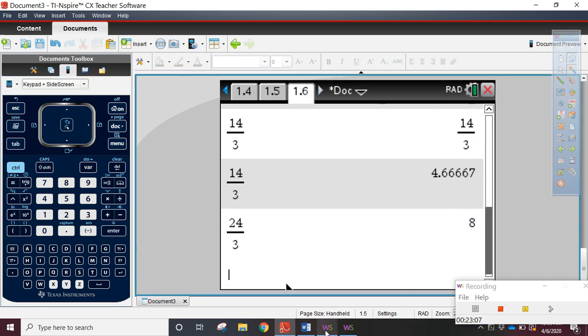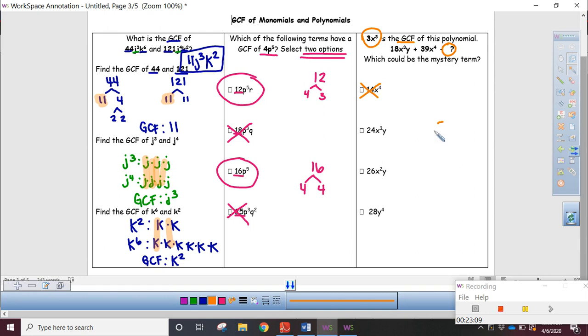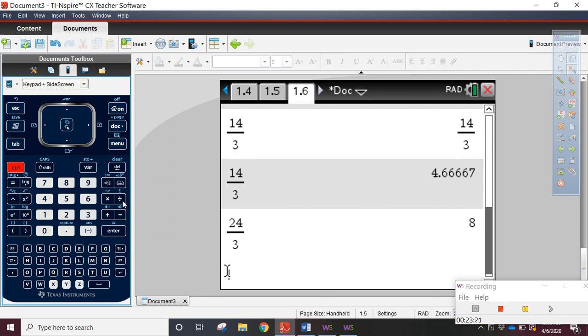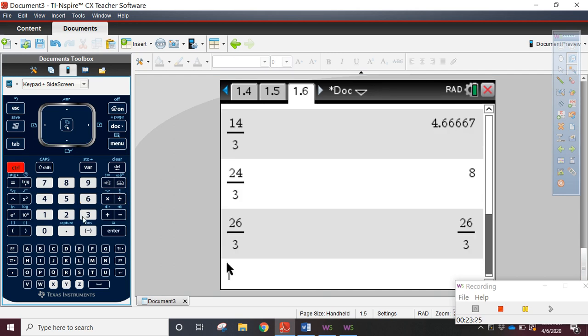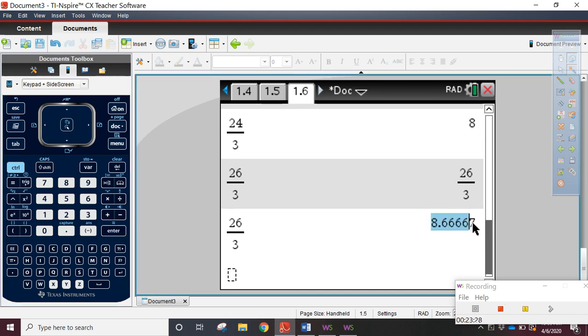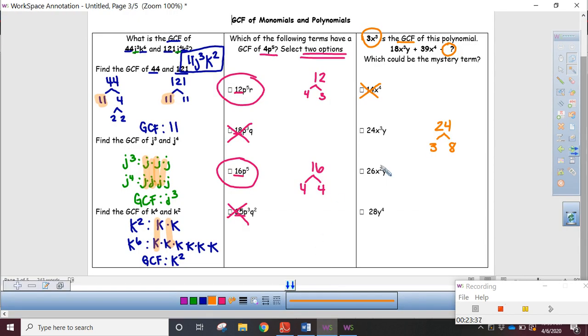So that means that my factor of 24 is 3 and 8. So that's a possibility. Let's jump down to the next one, 26. Let's see, does that evenly divide by 3? 26 divided by 3. When I press that, you see that that does not give me a whole number. So since it doesn't give me a whole number, 3 is not a factor of 26. It does not evenly divide. So that one is not an option.